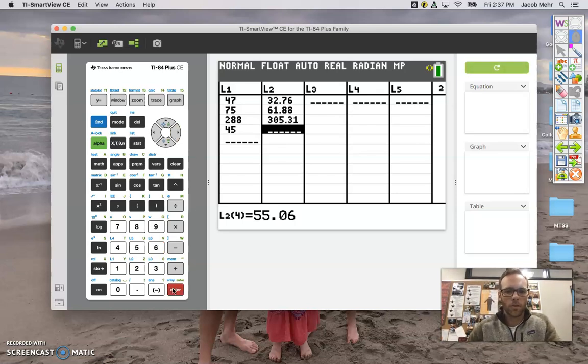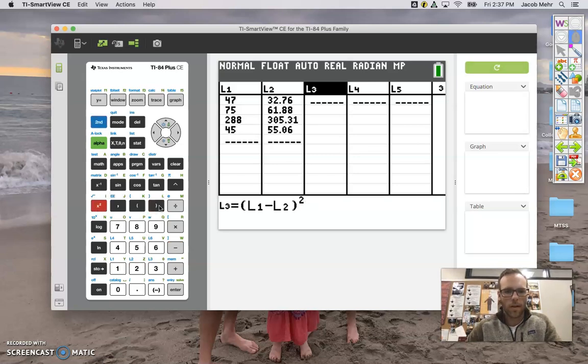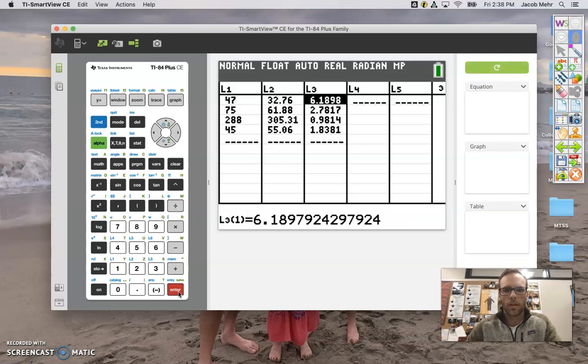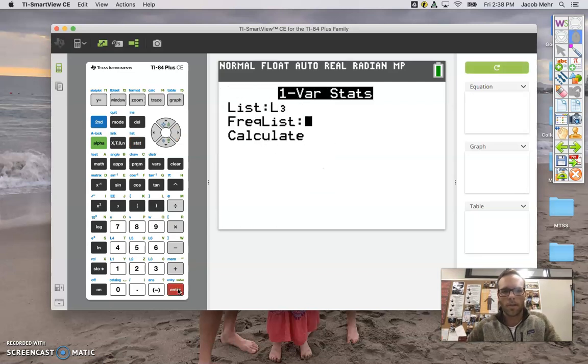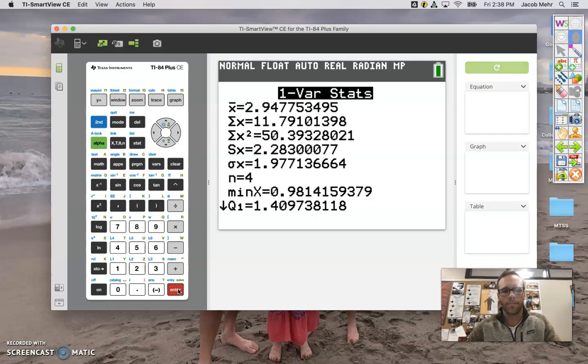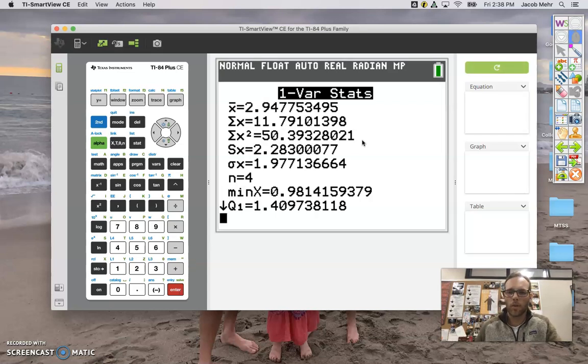All right, so I've got my list set up. I'm now going to arrow over to list 3. I want list 3 to be parenthesis, observed, list 1, minus expected, list 2, squared, divided by the expected, which is list 2, enter. Okay, now notice that one's pretty big there. Kind of saw that one coming. These are quite a bit smaller. Hey, let's see what happens when we add them together. So I'm going to go stat, calculate one variable statistic. I still want list 3 from the last problem I did. And I find the sum to be 11.791.